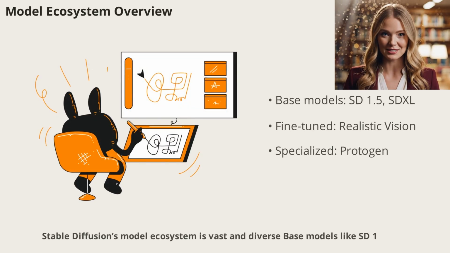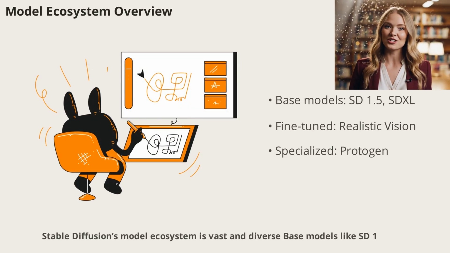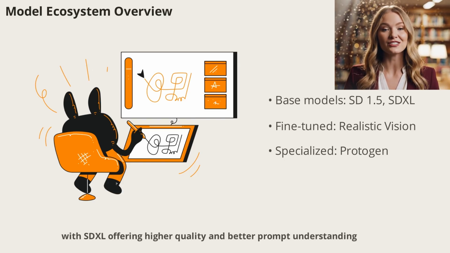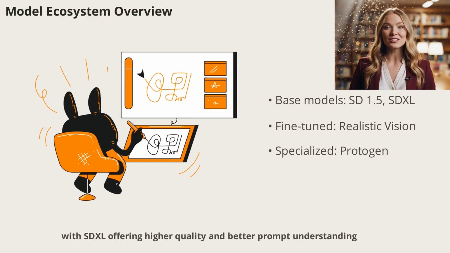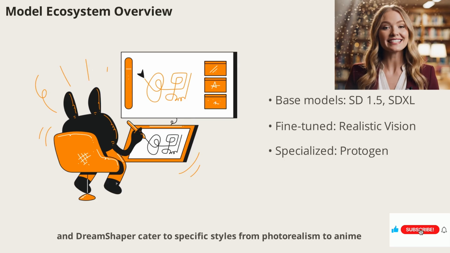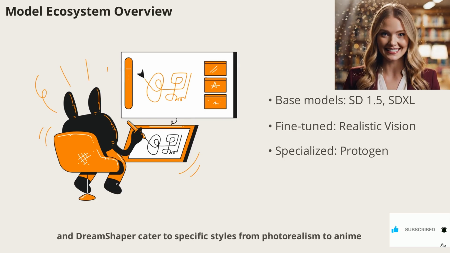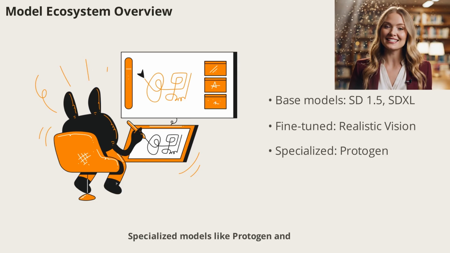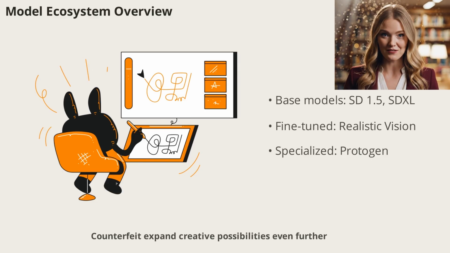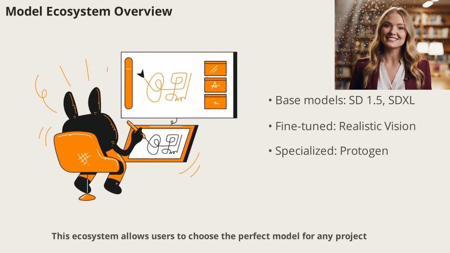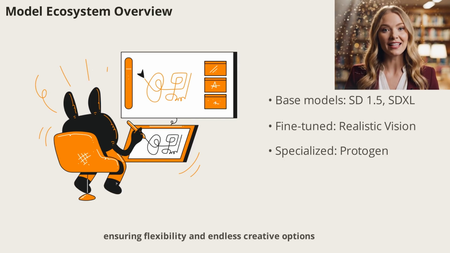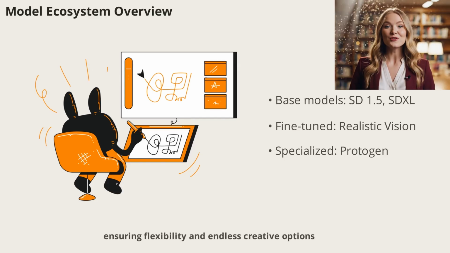Stable Diffusion's model ecosystem is vast and diverse. Base models like SD 1.5 and SDXL are widely supported, with SDXL offering higher quality and better prompt understanding. Fine-tuned models such as Realistic Vision and DreamShaper cater to specific styles, from photorealism to anime. Specialized models like Protogen and Counterfeit expand creative possibilities even further. This ecosystem allows users to choose the perfect model for any project, ensuring flexibility and endless creative options.